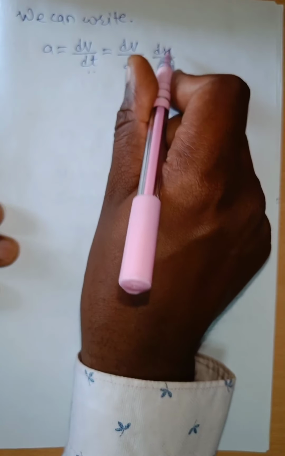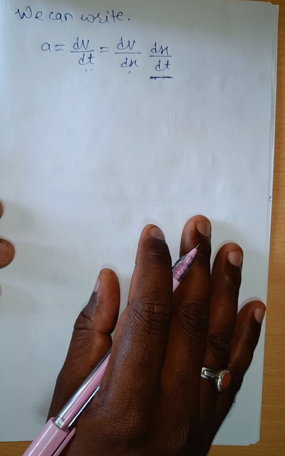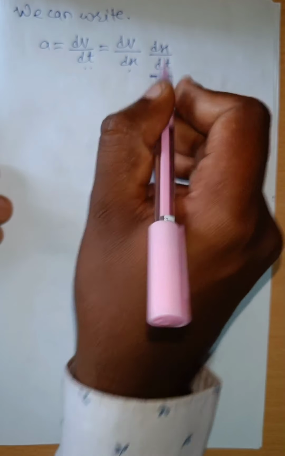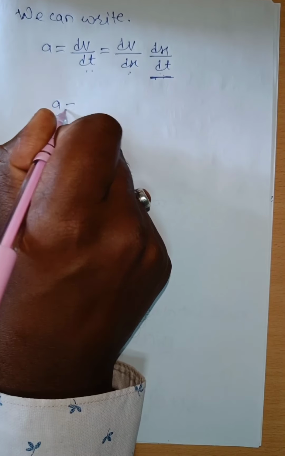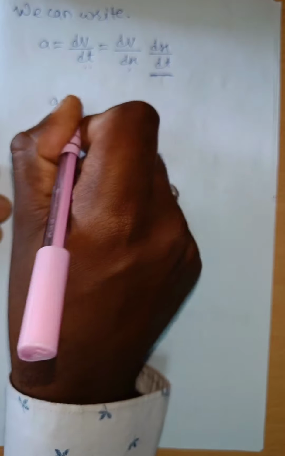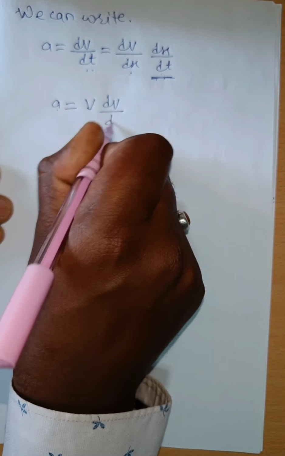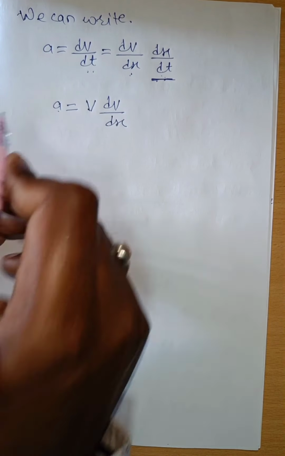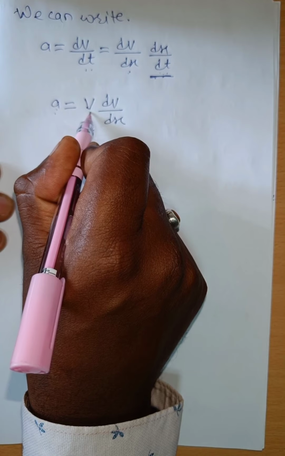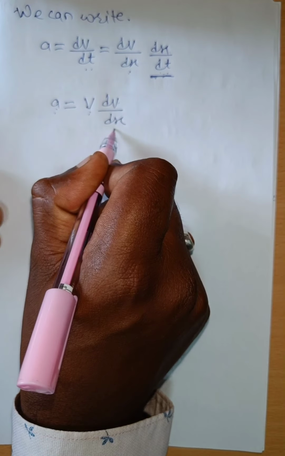Then you know that dx by dt is nothing but instantaneous velocity. Therefore, I can write acceleration a is equal to velocity v into dv by dx, since dx by dt is nothing but velocity. This quantity stays as it is, velocity v into dv by dx.